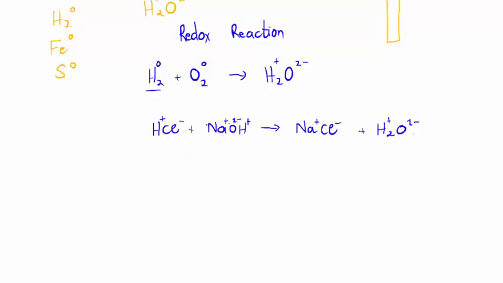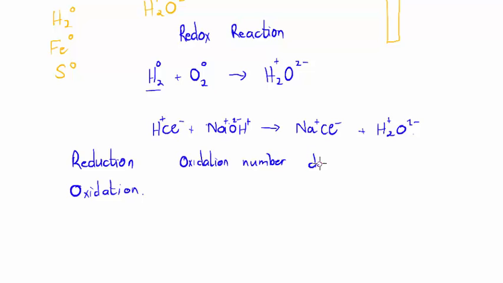Now, in a redox reaction, the reason why it's called redox is because we have a reduction and we have oxidation. Reduction means your oxidation number decreased. That's why it's called a reduction. So for example, I went from 0 to 2 negative. So in a reduction, I gained electrons.